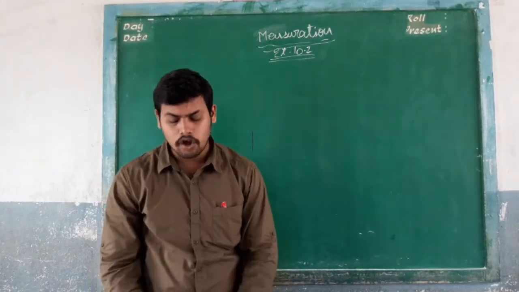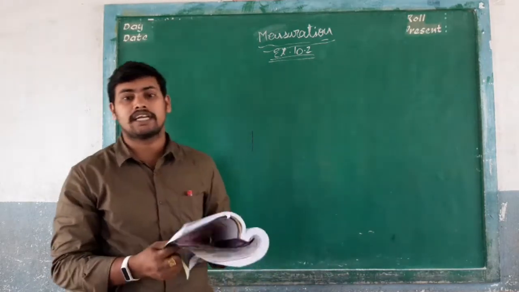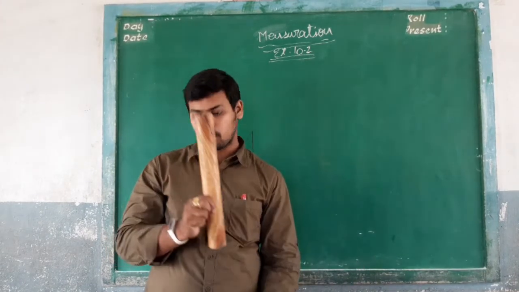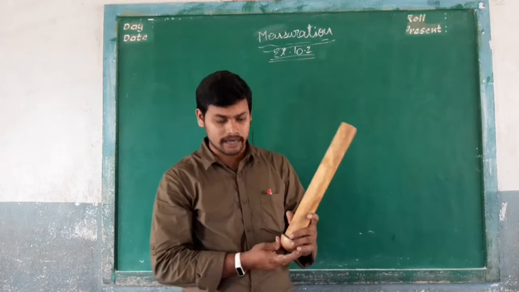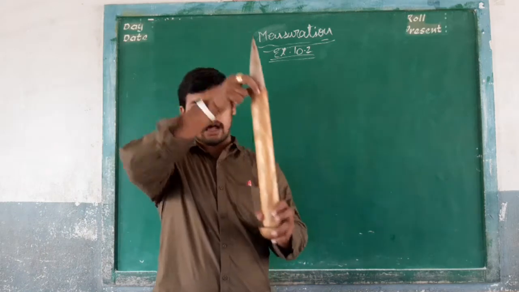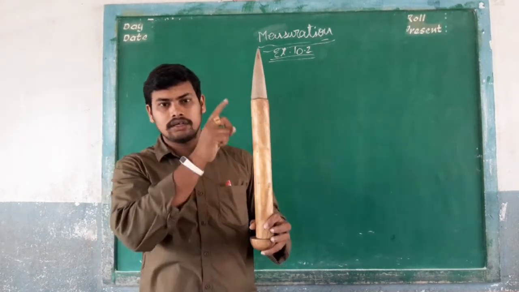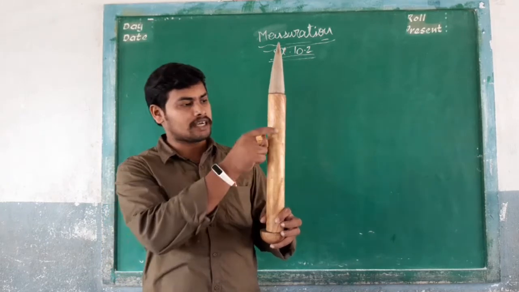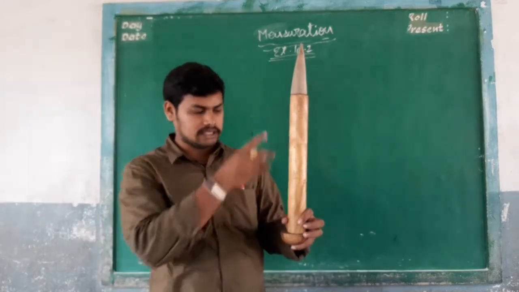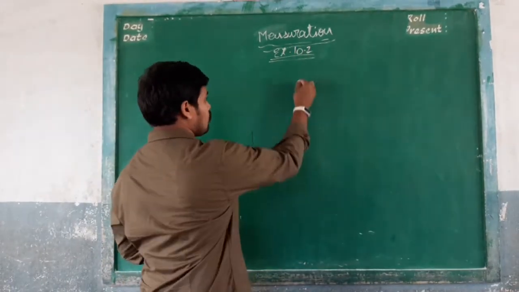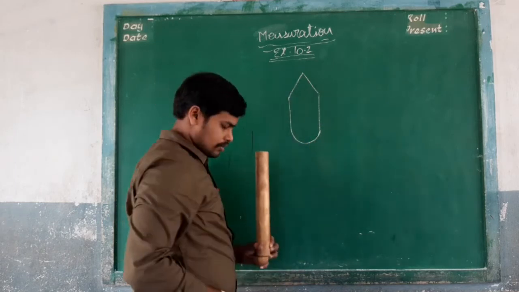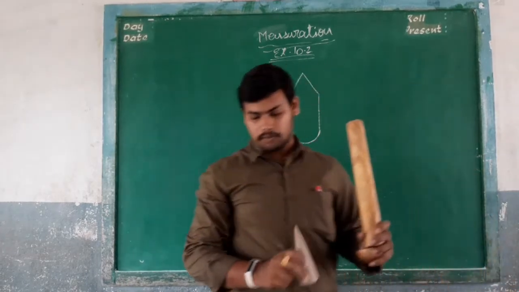Next, a solid is in the form of a right circular cylinder with a hemisphere at one end and a cone at the other end. This is the process. A solid is in the form of a right circular cylinder. At one end it has a hemisphere and at the other end it has a cone.